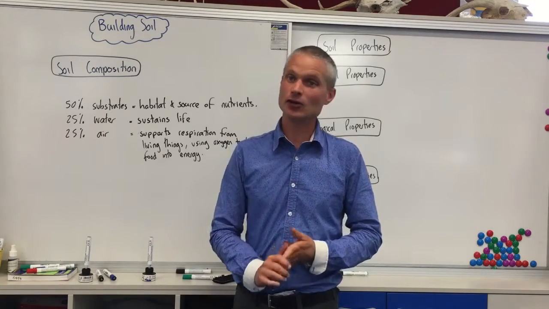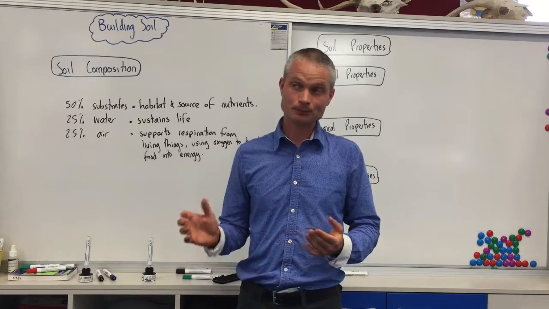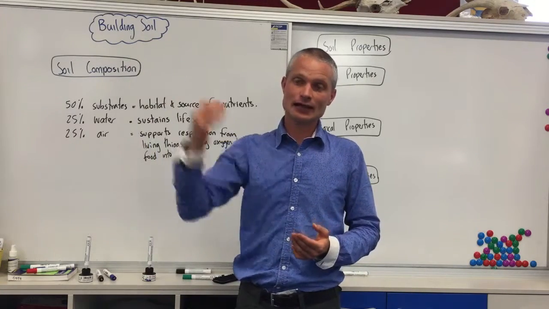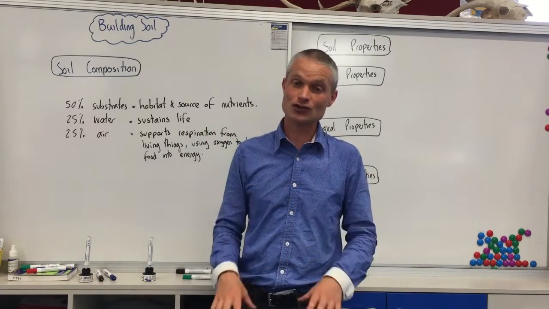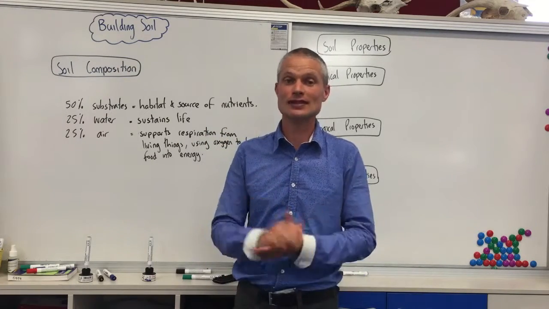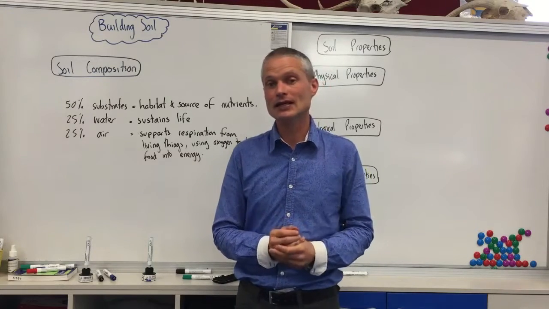Earlier when we were looking at global warming, we were talking about how if we can draw the carbon dioxide out of the atmosphere through photosynthesis from plants and store it in the soil, we can help reverse the impact of global warming.